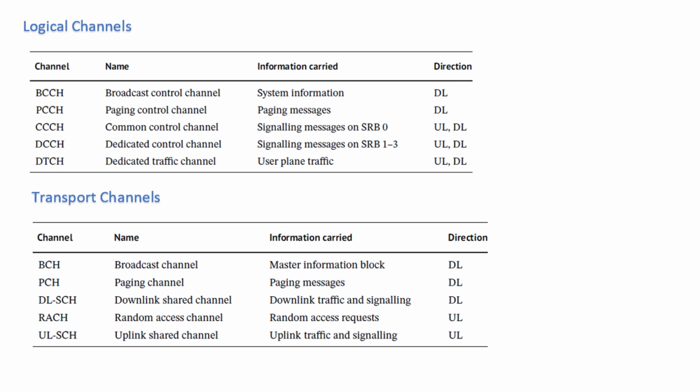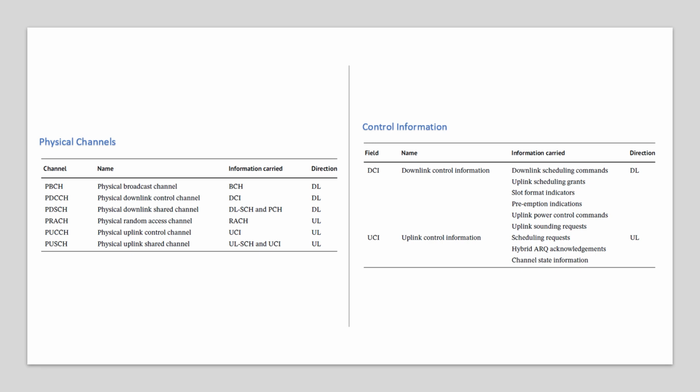Going further, the next one is the physical channels and their information. In the next table, you can see the control information. The fields are DCI and UCI, that is downlink control information and uplink control information, and the information carried by them. These are downlink scheduling commands, uplink scheduling grants, slot format indicator, preemption indication, uplink power control commands, and uplink sounding requests. These are basically the information carried in the DCI and UCI control information.